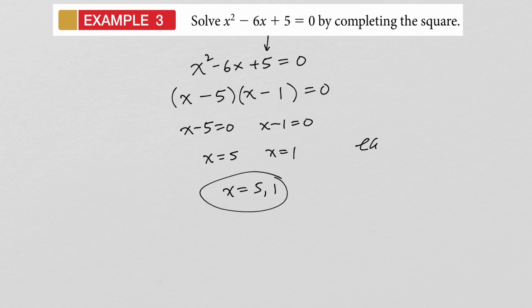And this is much easier, right? This is much easier. So why are we learning completing the square then? Well, we're learning completing the square because sometimes you will not be able to factor the quadratic, okay? And if you can't factor, then you need a method for solving that equation.